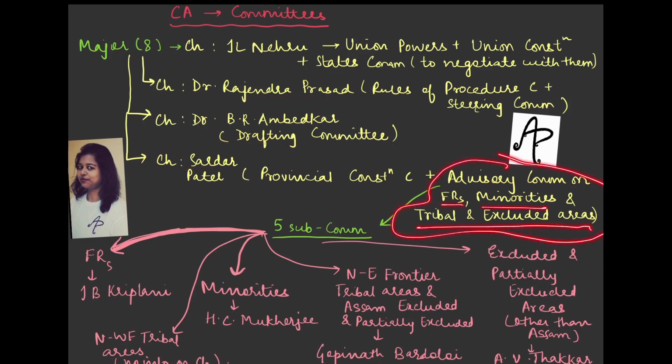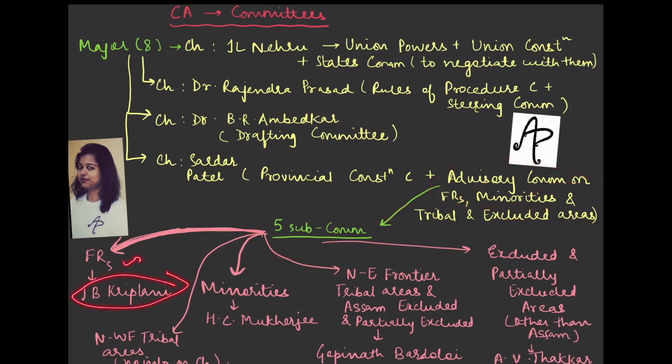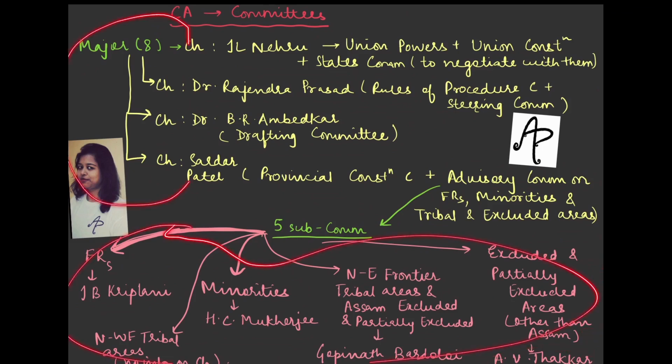Now this committee, Advisory Committee on Fundamental Rights, Minorities, Tribal and Excluded Areas, had 5 subcommittees. Different people took charge of that. For example, Fundamental Rights was being handled by J.B. Kripalani. आपका नॉर्थ वेस्ट जो फ्रंटियर में ट्राइबल एरियाज़ है, यहाँ पर चेयरमैन की ऐसे कोई इन्फॉर्मेशन नहीं है. माइनॉरिटीज़ कमिटी, the sub one, was chaired by H.C. Mukherjee. Northeastern frontier tribal areas and Assam excluded and partially excluded region, Gopinath Bardoloi. Excluded and partially excluded areas other than Assam, A.V. Thakkar. So even if you do not remember this, that would be okay, but I would say these 8 major committees you should remember.